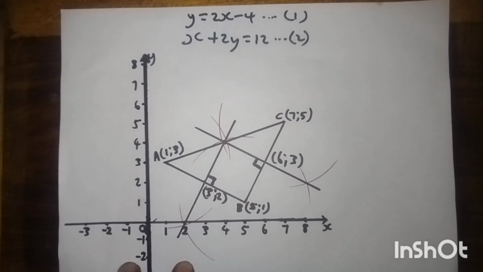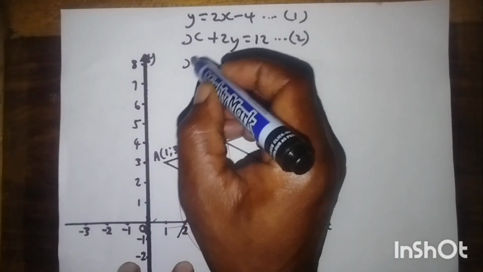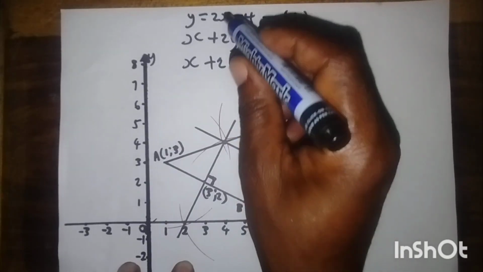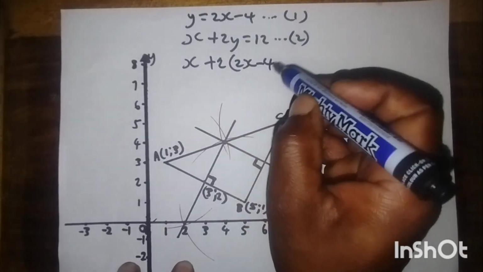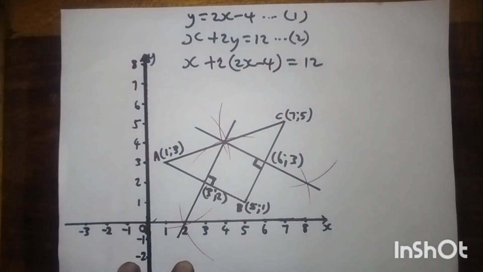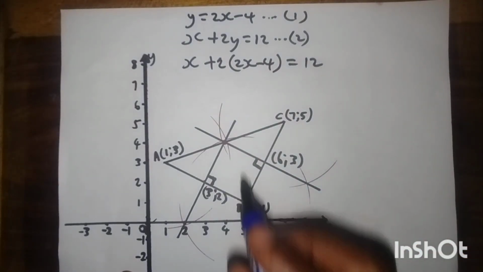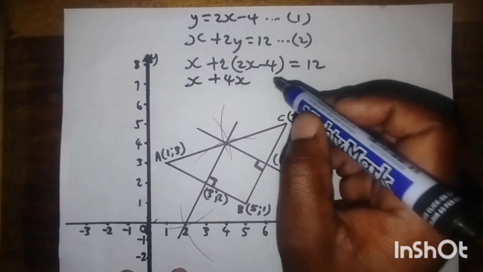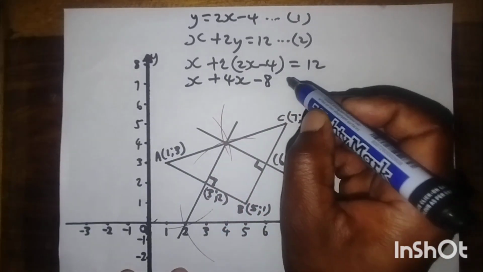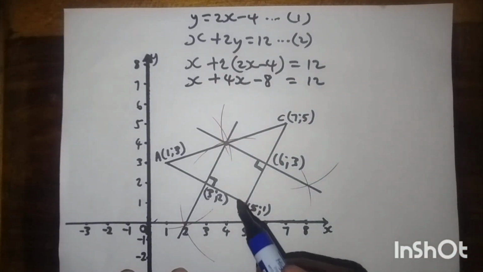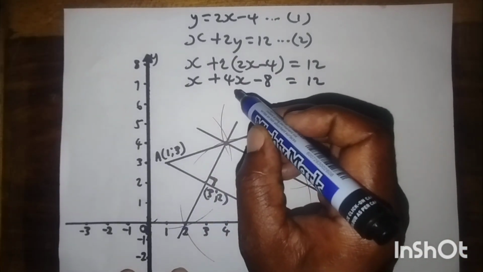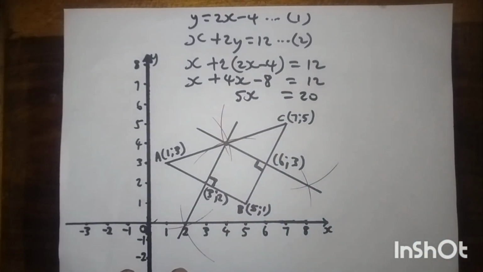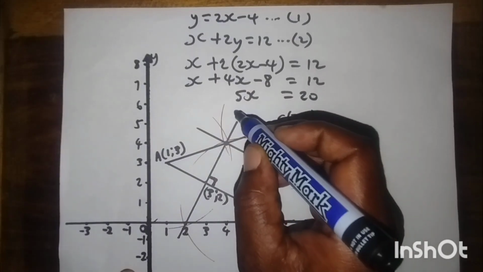So I'm going to rewrite the second equation as follows: x plus 2 multiplied by the value of y, which is 2x minus 4, equals 12. Here we get x plus 4x minus 8 equals 12. Then you collect like terms, and here we get 5x equals 20. So x equals 4.